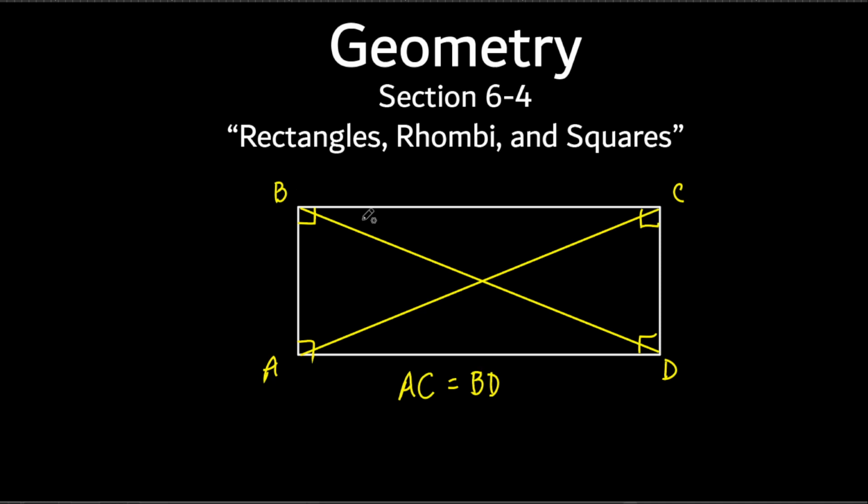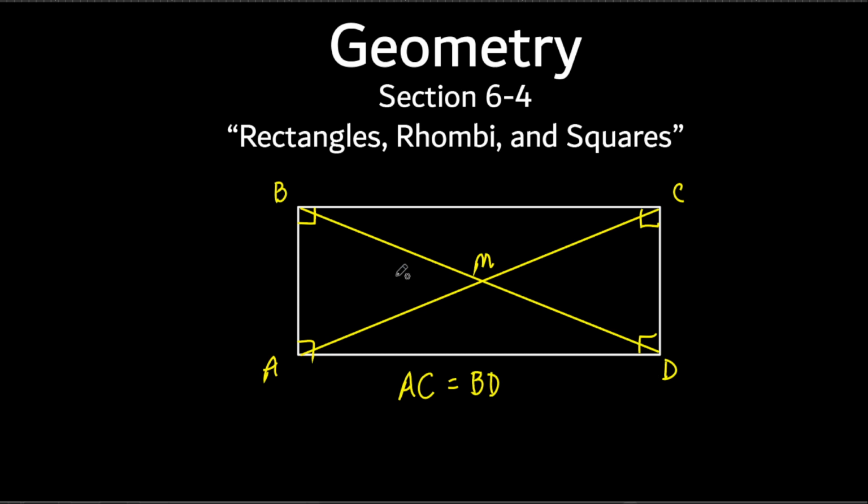Is it true about any parallelogram? No. Now, a rectangle is a parallelogram, agreed? But it's a specific type of parallelogram. So the diagonals are not equal to each other or congruent to each other on any parallelogram. Now, they do something, though. What do diagonals do on a parallelogram? They bisect each other, okay? So what do you think might be true here as well? If I put an M right there, BM would equal what? MD. Everybody see that?